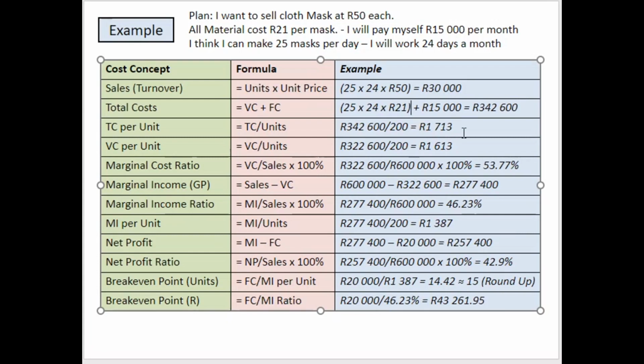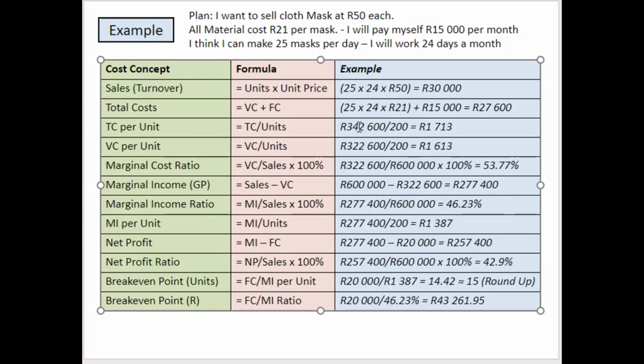I write the instructions and then I still cannot follow them. Okay, so let's see what this is. Now I have 25 times 24 times 21 equals 12,600. That is plus the 15,000. So my total cost is going to be 27,600.